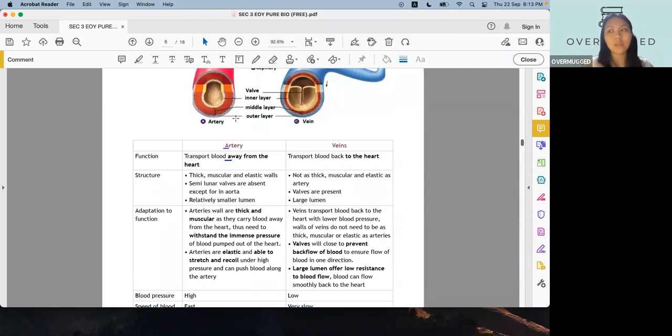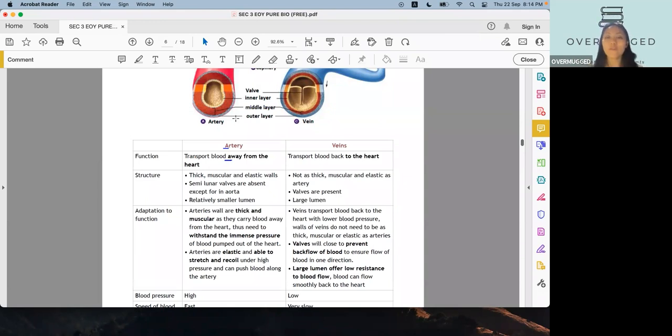A lot of students will say, actually, I know and I think I have the keywords, but why can I not get a score? That's one thing: keywords never come individually. Keywords always come in a set. So thick and muscular must always match with withstanding the immense pressure for the artery case. Elastic matches with able to stretch and recoil. Then that is one full set of keywords.